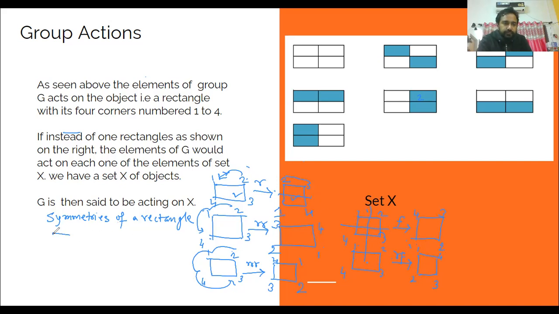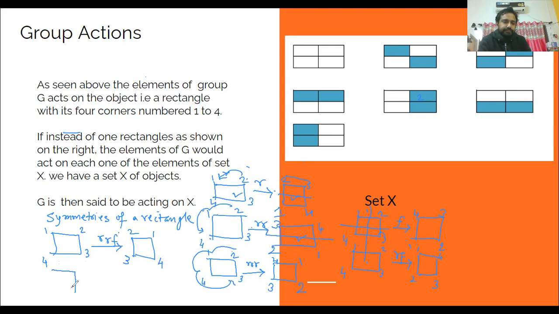Next action would be RRF, which means R followed by an R followed by an F. What would be the configuration? R followed by an R would take it to this one. So just apply a vertical flip. If we apply a vertical flip, it gets to this one.